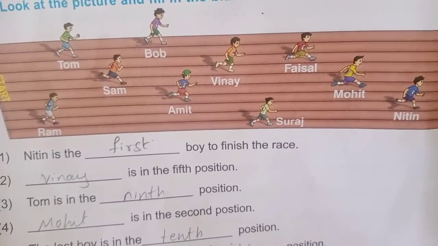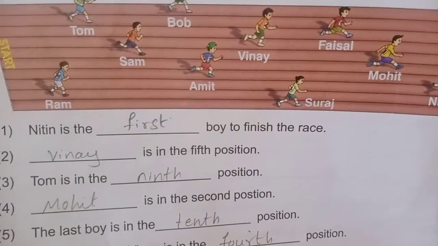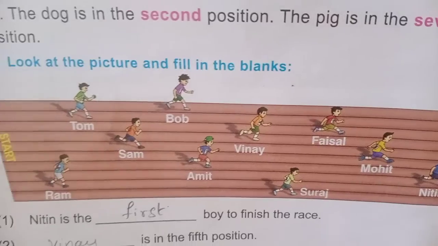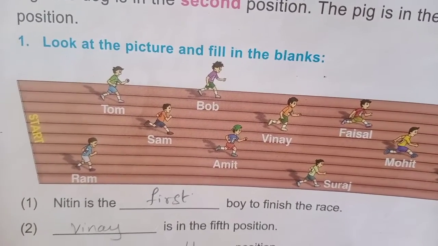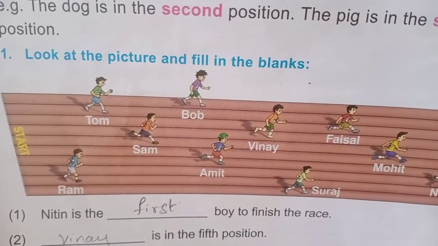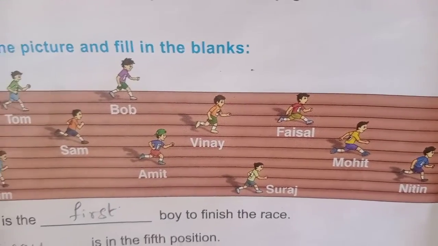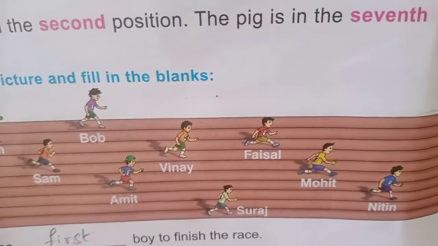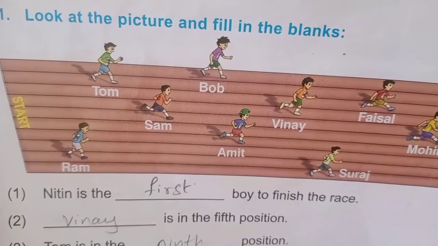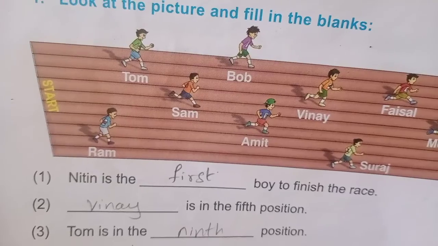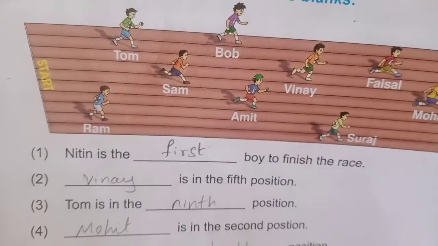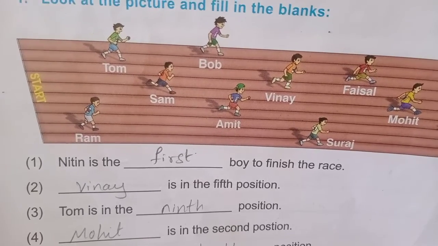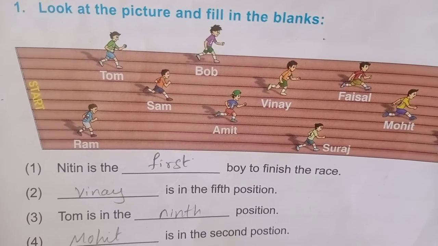Okay. Let us move to the third question. Tom is in the dash position. Can you see Tom? Yes, Tom is in the last position. Can you see? Nitin 1, Mohit 2, Faisal 3, Suraj 4, Vinay 5, Amit 6, Bob 7, Sam 8th and Tom is in the 9th position. We should write N-I-N-T-H, 9th. Tom is in the 9th position, children.